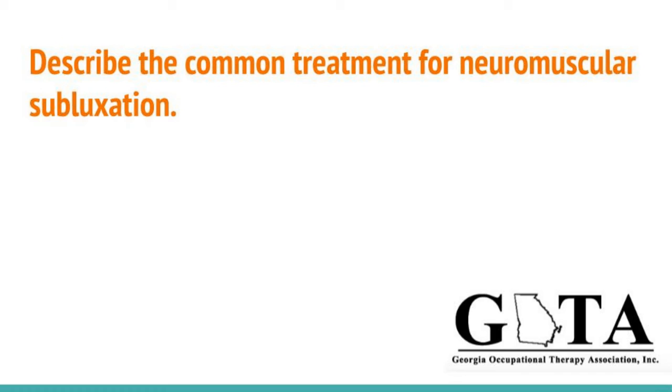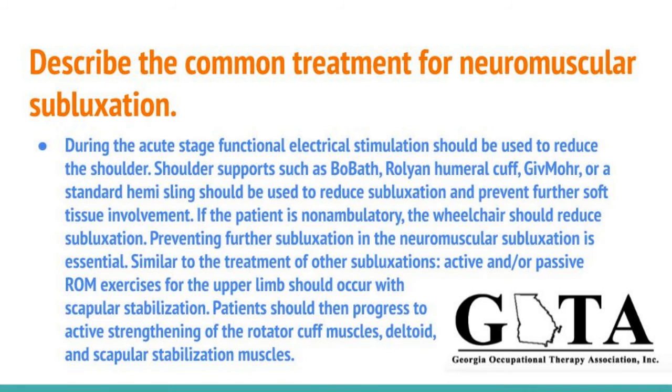Describe the common treatment for neuromuscular subluxation. During the acute stage, functional electrical stimulation should be used to reduce the shoulder. Shoulder supports such as a Bobath roll, roll-in humeral cuff, Giv-Mor sling, or a standard hemi-sling should be used to reduce shoulder subluxation and prevent further soft tissue involvement.